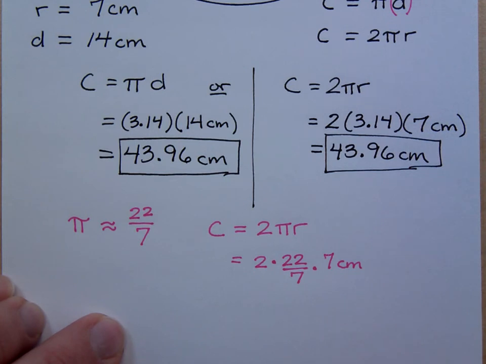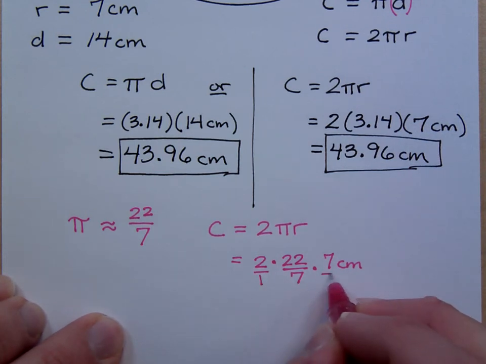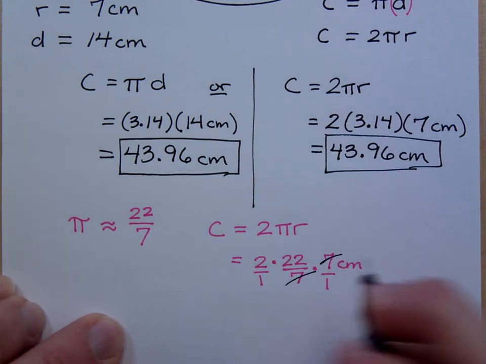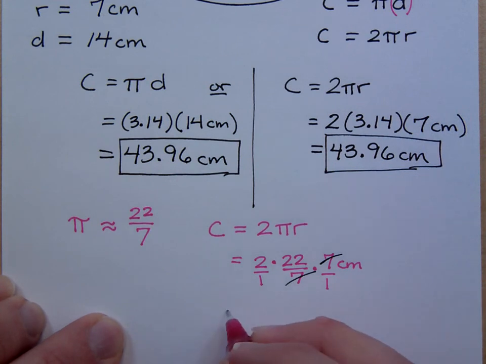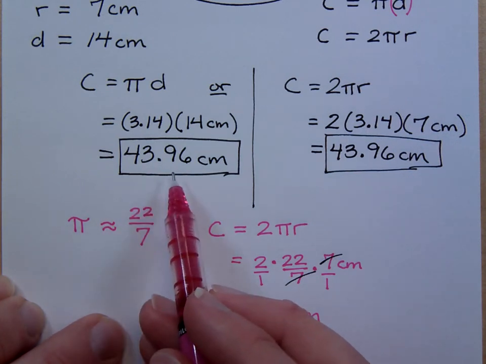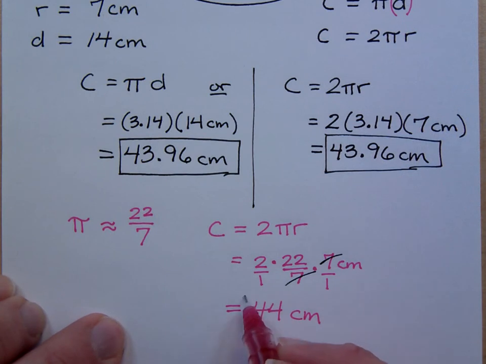If I can understand that all of this is really just multiplying with fractions, then I can simplify very easily. What reduces here? 7. The 7's reduce, and what do I have left? We have 44 centimeters. Well, what did we get the first time? 43.96.